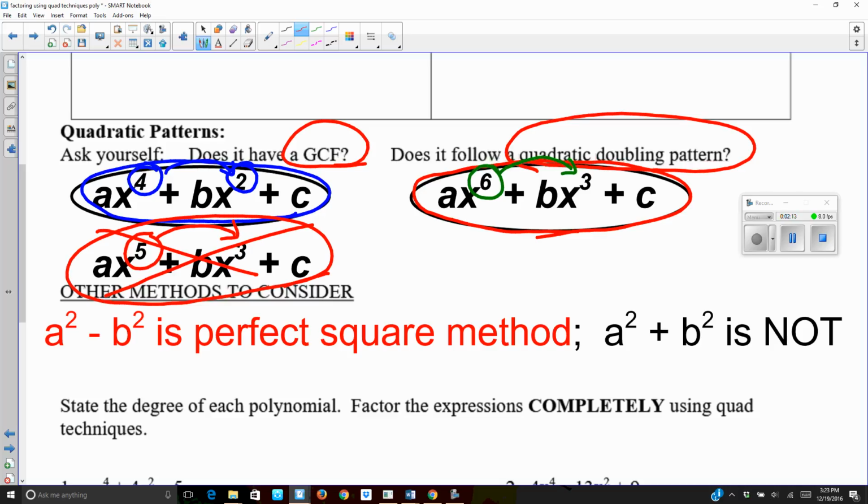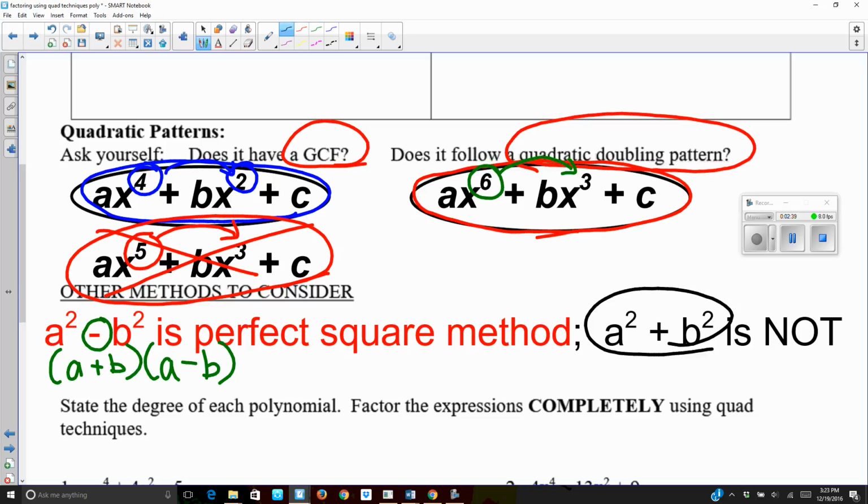And then finally, other methods to consider. You can only factor using the perfect square method if it is a subtraction problem. So a squared minus b squared, you can use the perfect square method to factor that. That would be factored as (a plus b) and (a minus b). This last one over here, a squared plus b squared, cannot be factored because of that plus sign in the middle. So if you have two perfect squares but with an addition sign, that's going to be a prime product. It cannot be factored. So look out for that. That will pop up frequently today.